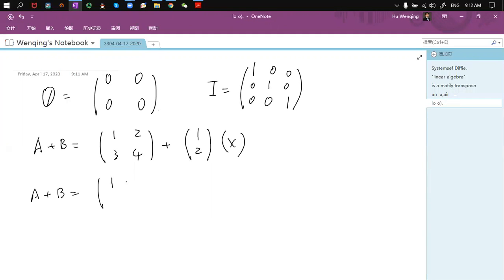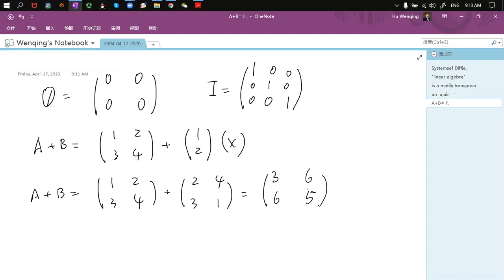So A plus B is 1, 2, 3, 4, plus, let's say, 3, 2, 4, 3, 1. If you add these two matrices, that's 3, 6, 6, 5. So you just add the corresponding terms inside the matrix: 1 added to 2, 3 to 3, 4 to 1. So that's the summation. That's how you add two matrices.